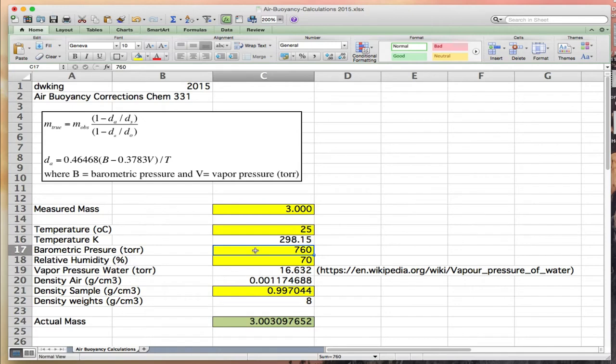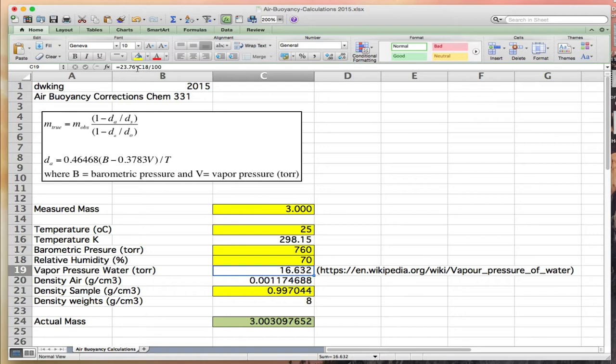Barometric pressure in torr, or millimeters of mercury, is 760. Relative humidity: in a typical lab environment you'd have about 70% relative humidity. You can play around with that. We have a way to measure that, but you can also put in different relative humidities and see how much of an effect it has on our final computed mass. So we're going to use 70%. Notice the units here. Vapor pressure of water is the saturation vapor pressure of water at 25 degrees times 0.7. So there we go, equals 23.76.